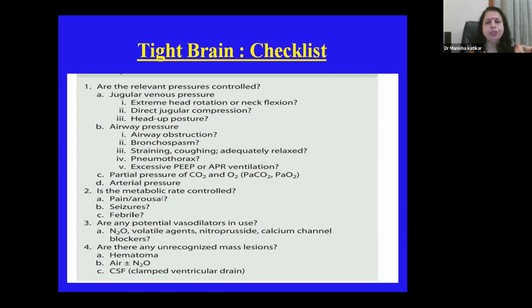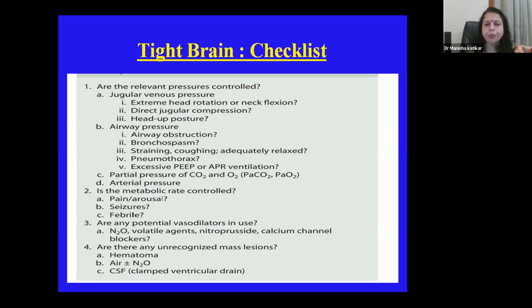Check the position of the head, whether a proper head-up position has been given or not. Check if there is compression of the jugular vein. Is there any airway obstruction, bronchospasm? Is the patient adequately relaxed? What is the PaCO2 and PaO2? What is the blood pressure? Is there any pain? Is the patient having fever? Is the patient getting convulsions? What are you using? Any cerebral vasodilators? What volatile agents are you using?